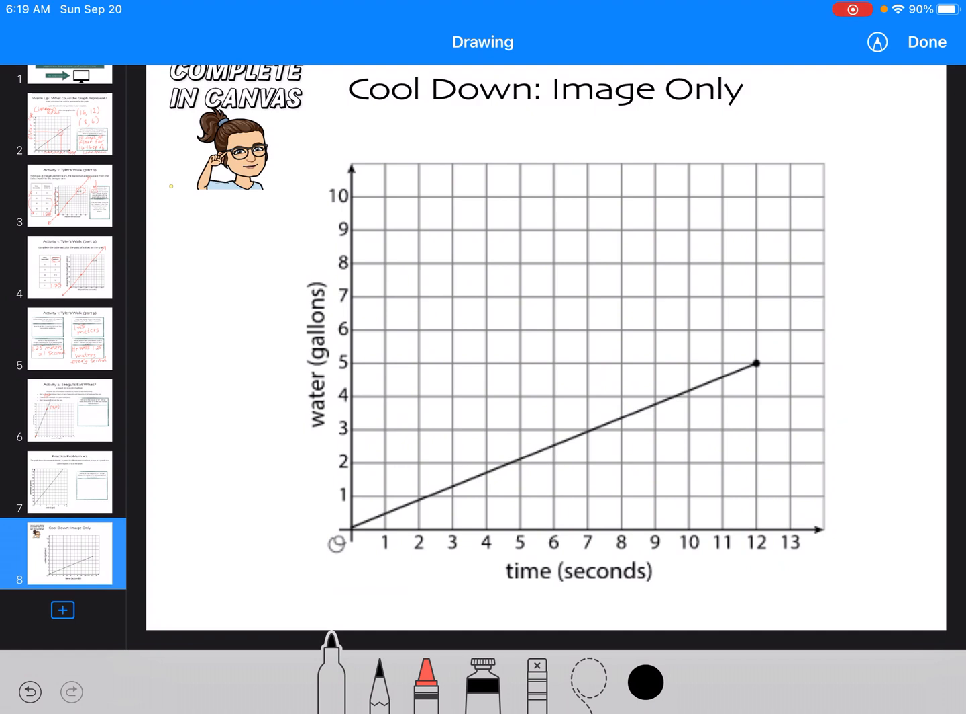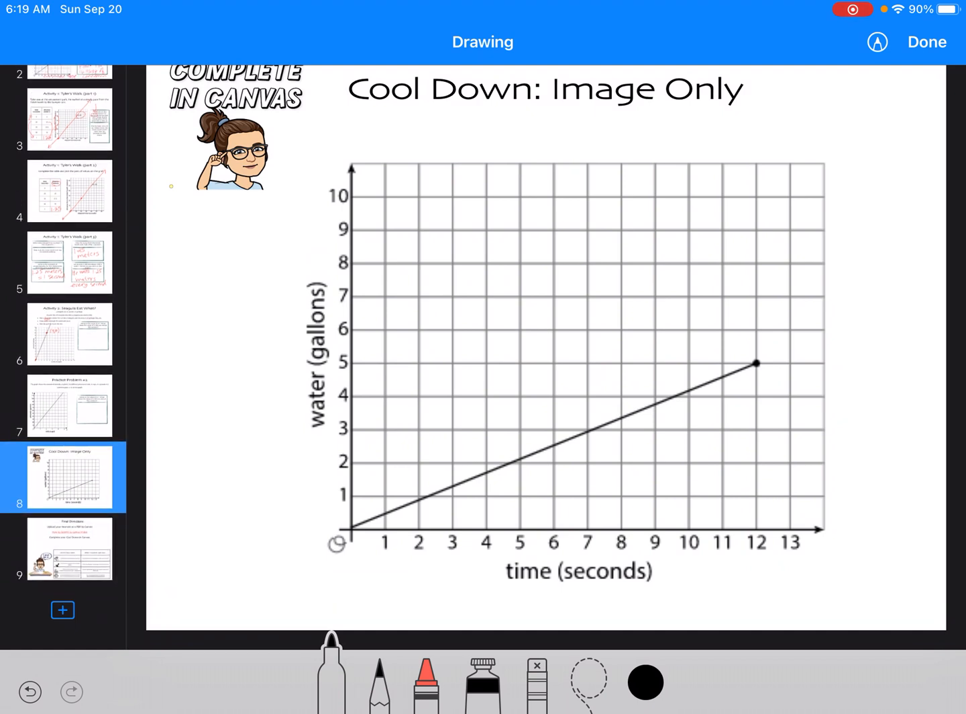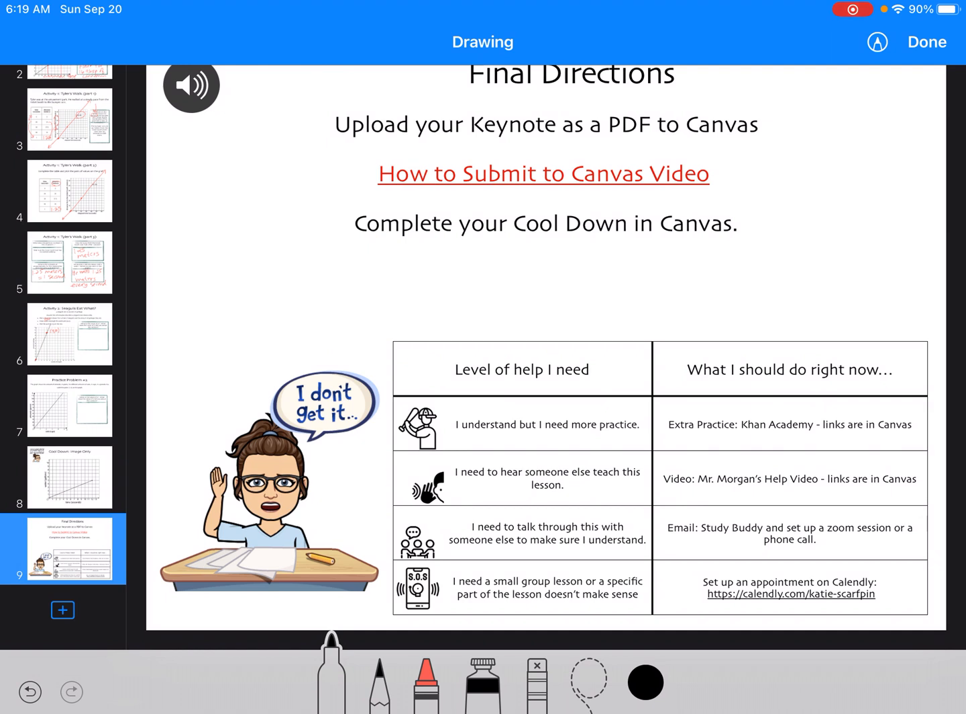All right, so your cool down, that's your image. Remember that your x-axis is time and your y-axis is water in gallons. So I want you to go in and look at the question. We've been writing on our graphs, so I expect to see you writing on your graph. Final directions, just submit it. If you don't understand, go on to Khan Academy for some extra practice. You can watch Mr. Morgan. He does these same questions. You can watch him do it. You can email a study buddy, or you can set up an appointment on Calendly for me.